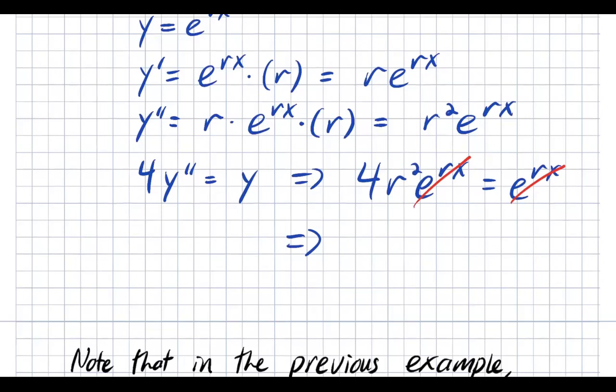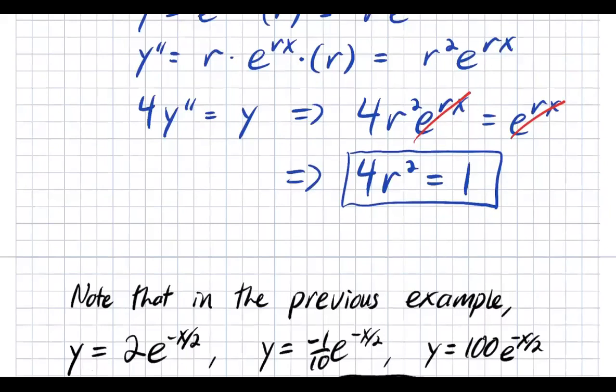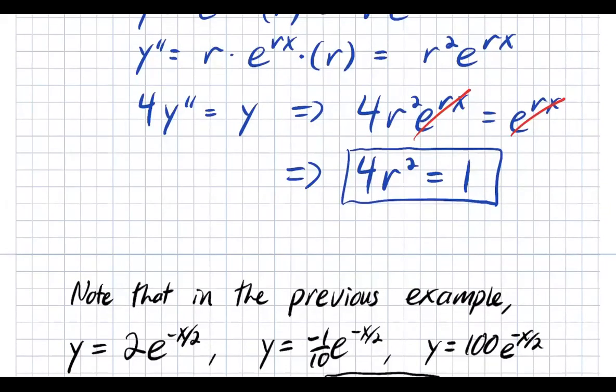And what am I left with? I am left with 4r squared equals 1. Okay, so this is an algebraic equation now for r. I think we can solve this equation for r. What's a good way to do this? Let's divide both sides by 4 and then take the square root. And I think it's not too hard to see that r is going to be plus or minus 1/2. I think that is the solution.